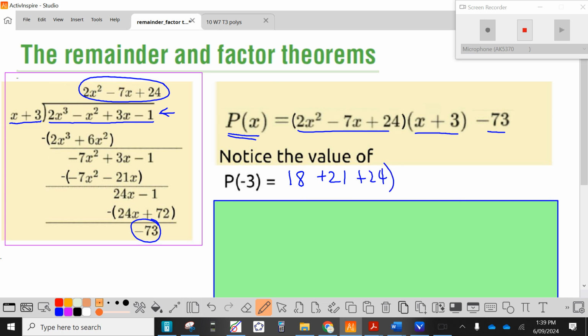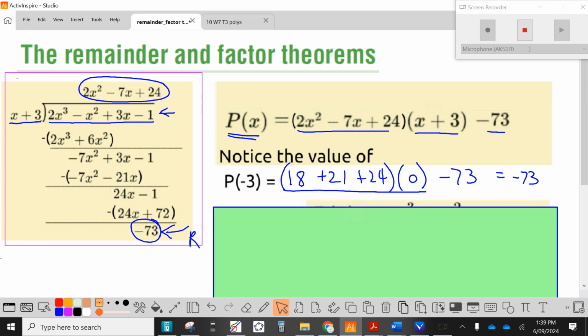That's all in brackets, multiplied by negative 3 plus 3, which is in fact 0, minus 73. So what happens is all of this becomes 0, and we're left with an answer of negative 73, which turns out to be the same as my remainder down here. So that's what we'd expect based on that calculation.